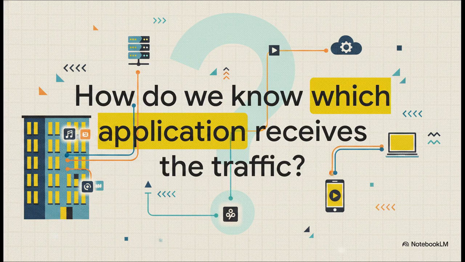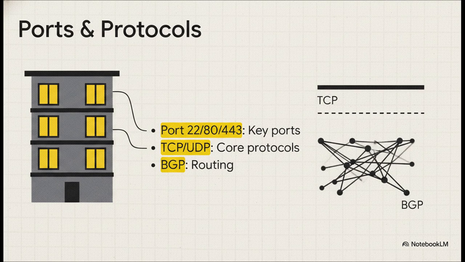Think of it like finding the right apartment building in a huge city. But once you're in the lobby, how does the machine know which specific application should actually receive that traffic? How do you find the right door? Boom, the answer is ports. The port is that specific apartment door.